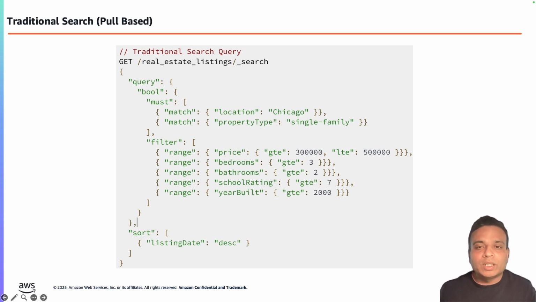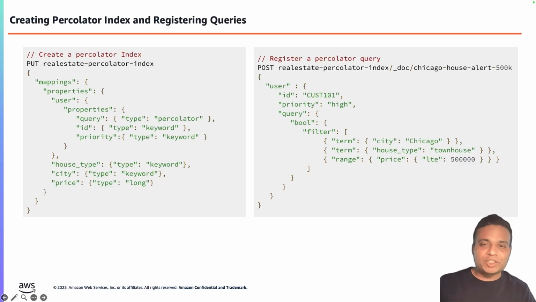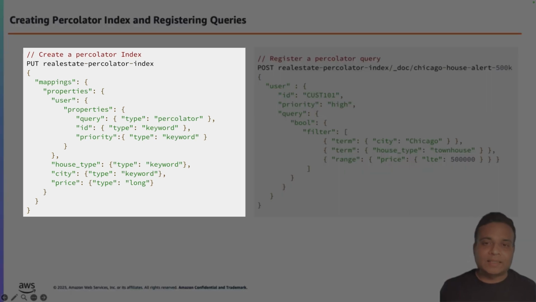However, this is where the limitations become apparent. It's like taking a photo of the available inventory at the exact moment. And if new properties hit the market an hour later, the user won't know unless they manually perform another search. The implementation of percolators in OpenSearch is both elegant and powerful. We begin by creating a specialized percolator index. This isn't just any index. It's specifically designed to store queries rather than documents.